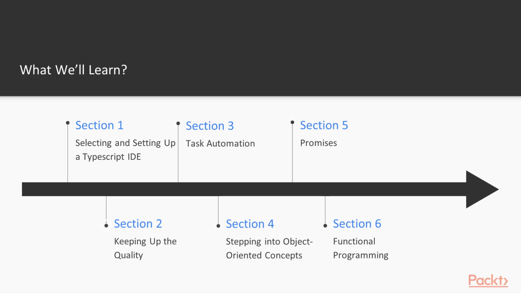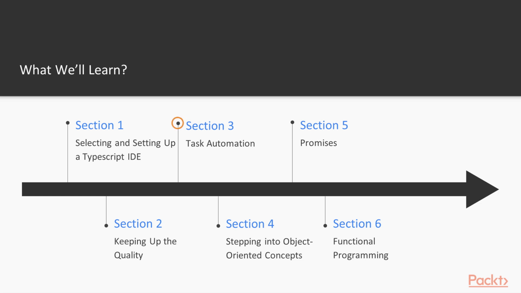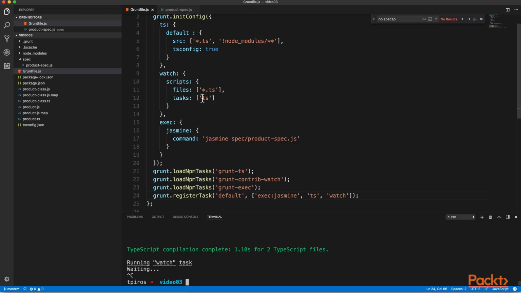Then in the next section, we'll talk about keeping the quality. In there, we'll discuss how to enable linting for your TypeScript applications. And we'll also have a section on automation where we learn how to auto-compile your TypeScript code and also to see how to do auto unit testing.